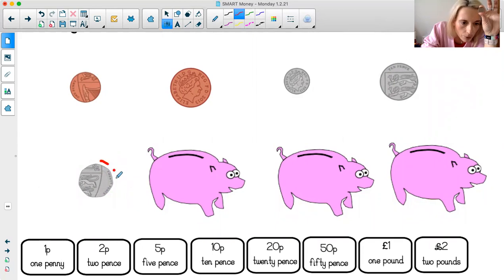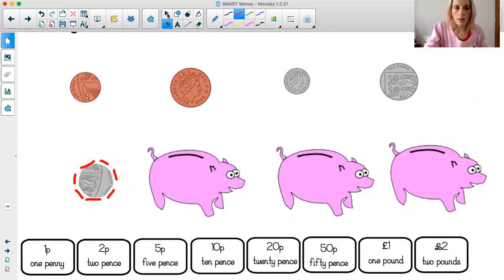1, 2, 3, 4, 5, 6, 7. 7-sided shape. Oh, what's that called? Can you remember? It's a heptagon. So we've got a seven-sided shape.